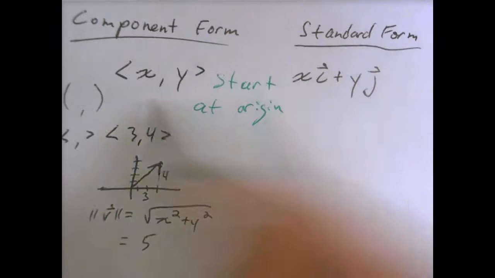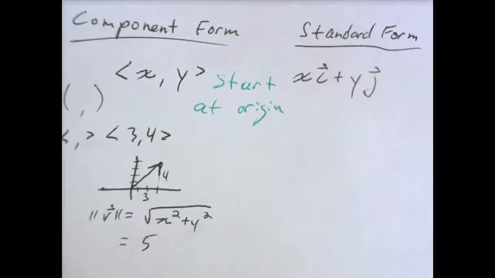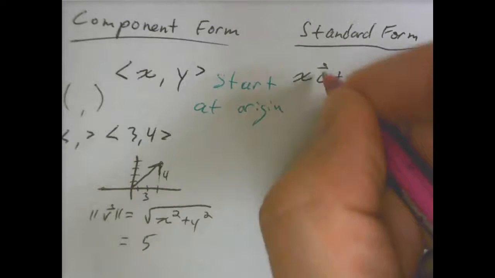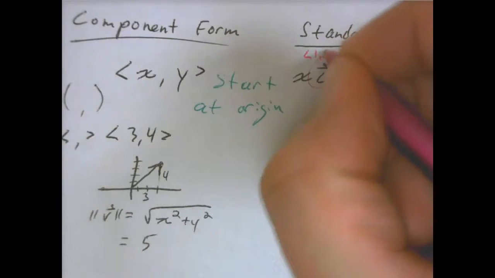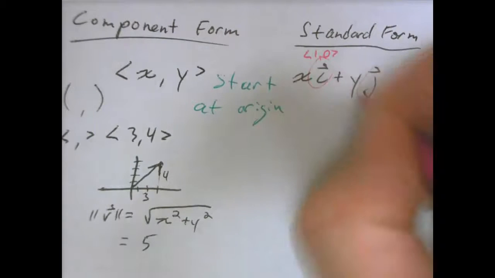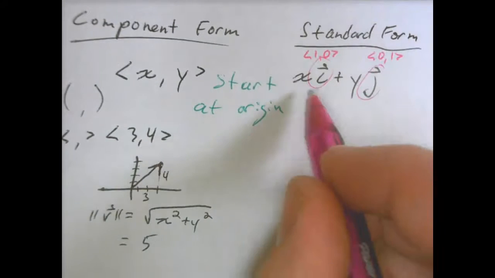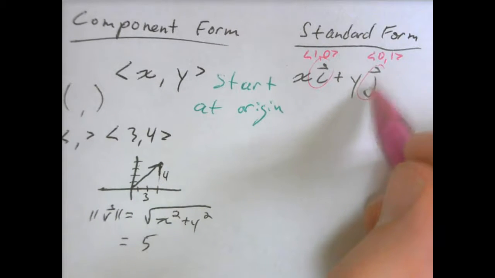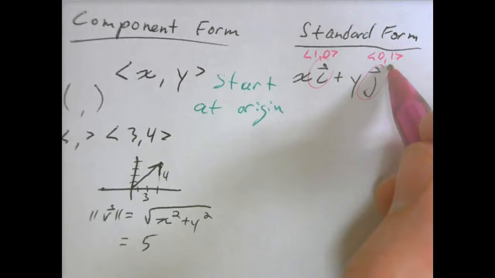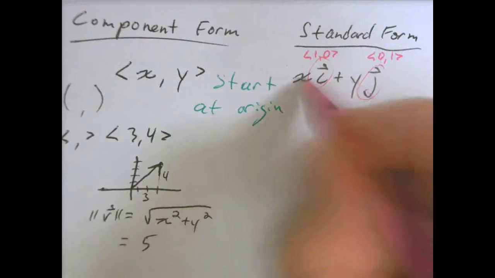Standard form, same sort of thing. They mean the exact same thing. There are just different ways of writing it. Sometimes standard form is more useful in math, so we have to know both. This is vector i. It is the unit vector <1, 0>. This is the vector j, which is the unit vector <0, 1>. So notice the i goes with the x value, and the j goes with the y value. So vector i, vector j, x and y mean the exact same thing.